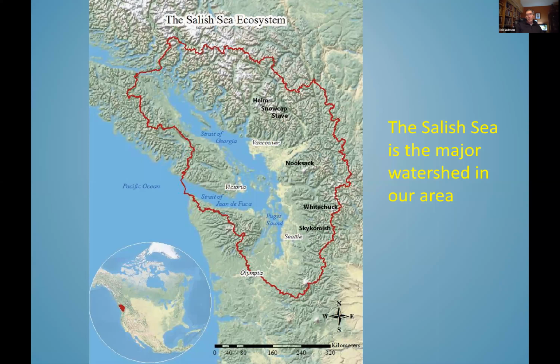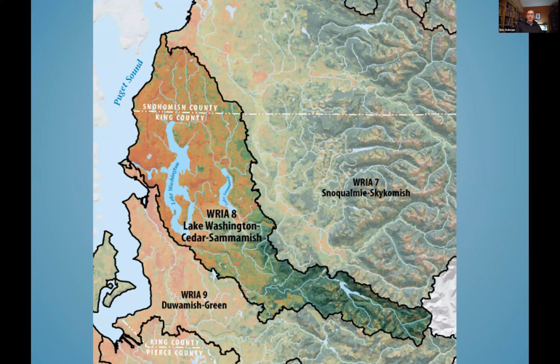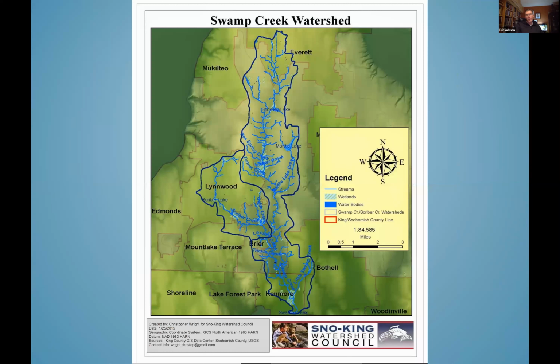And you can look at watersheds on different scales. So there's what we call watersheds or basins and subbasins. The Salish Sea is a major watershed in our area, but then we also have subbasins like the Lake Washington Cedar Sammamish watershed or the Snoqualmie Skykomish watershed. And then you can even get down into within those watersheds. For instance, the Swamp Creek watershed is a sub watershed of the Lake Washington Cedar watershed. And you can get even smaller than that. Little Swamp Creek that I live on is a sub watershed of Swamp Creek.